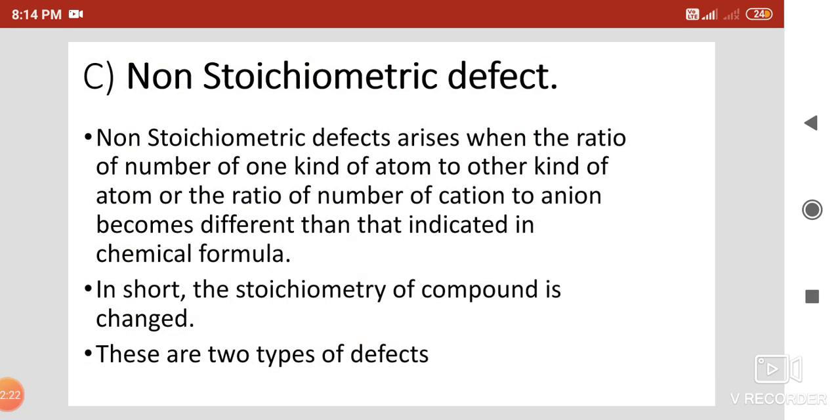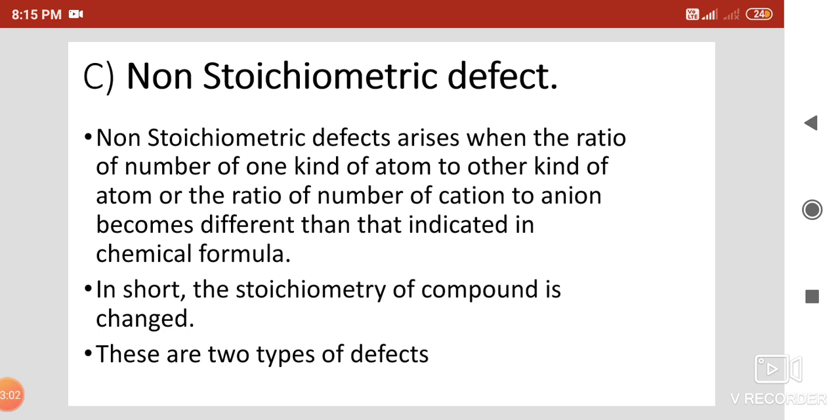Now the third type of the point defect, that is the non-stoichiometric defect. This non-stoichiometric defect arises when the ratio of the number of one kind of atom to the other kind of atom, or the ratio of the number of cations to anions, becomes different. Here we can say the stoichiometry is changed. Then we can say there is a non-stoichiometric defect.